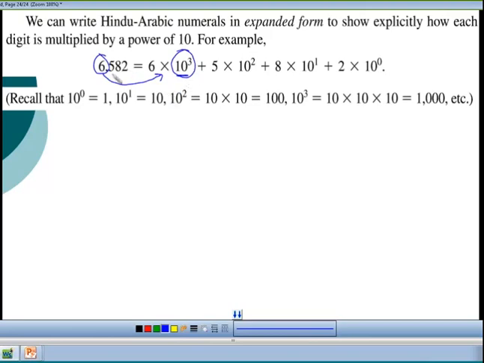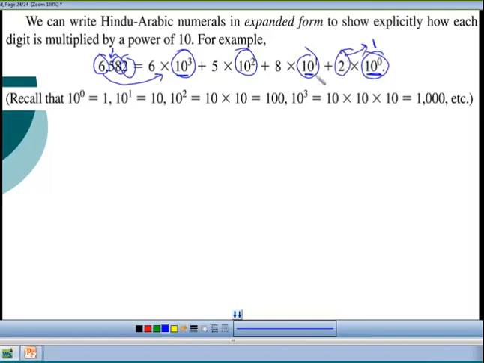And here we've got 500s. So 10 squared is 100. And then we've got 8 tens. And then you've got 2 ones. Okay, so we're going to actually talk about exponents much later in this week's lessons. But 10 to the 0 is a 1. So what we're saying is you have 2 ones.